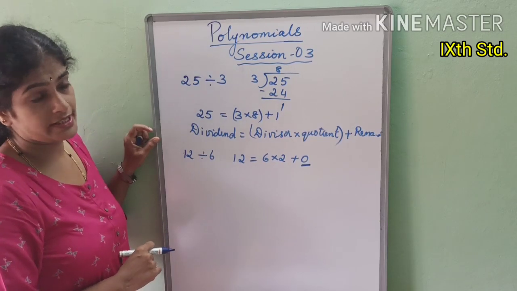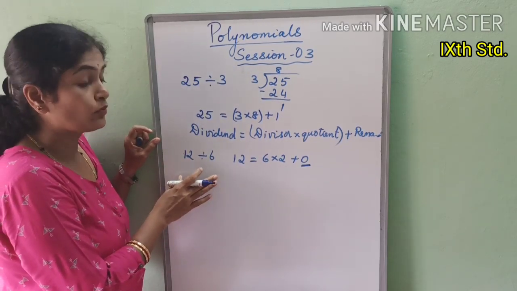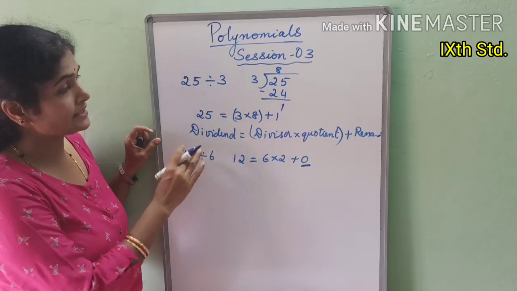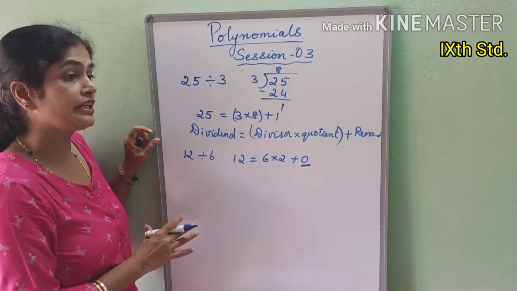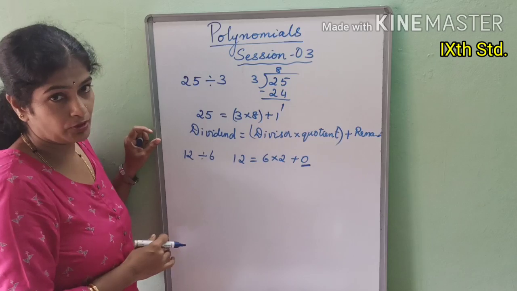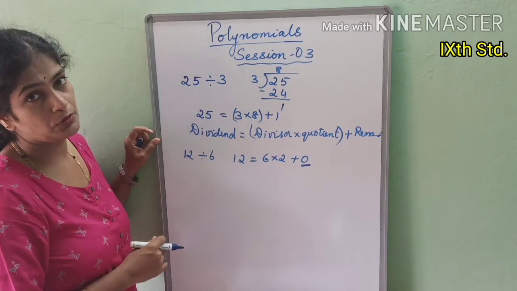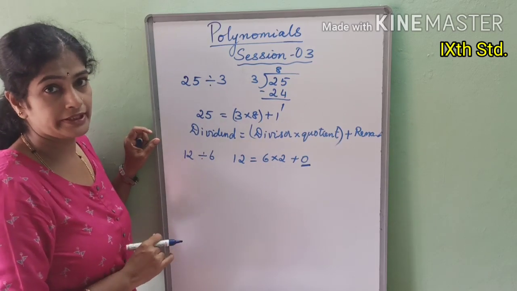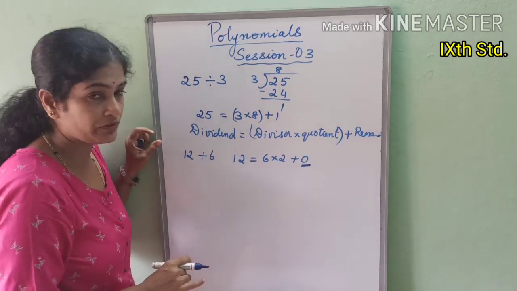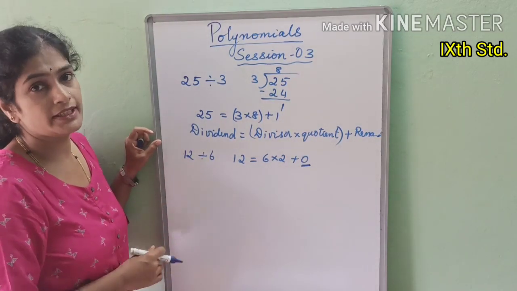Now the question arises: can we divide two polynomials in the same way? To start with, let's divide a polynomial by another polynomial which is a monomial. Dividing a polynomial by a monomial, we will check what the division will be and how we can express it.